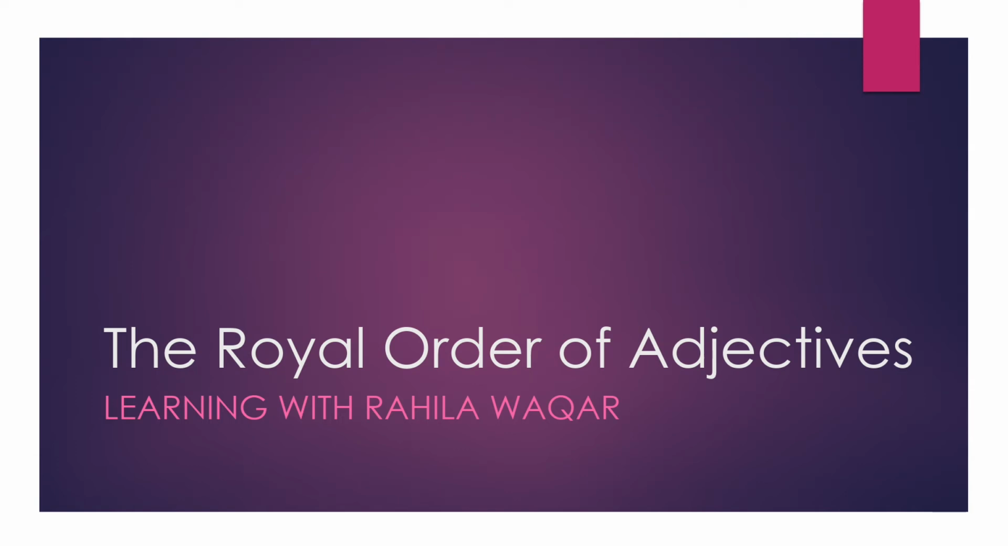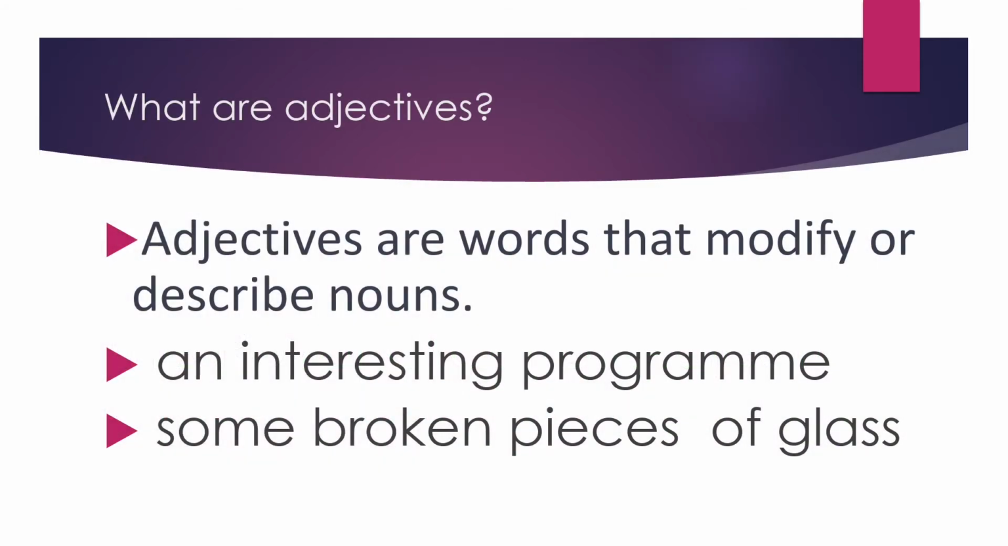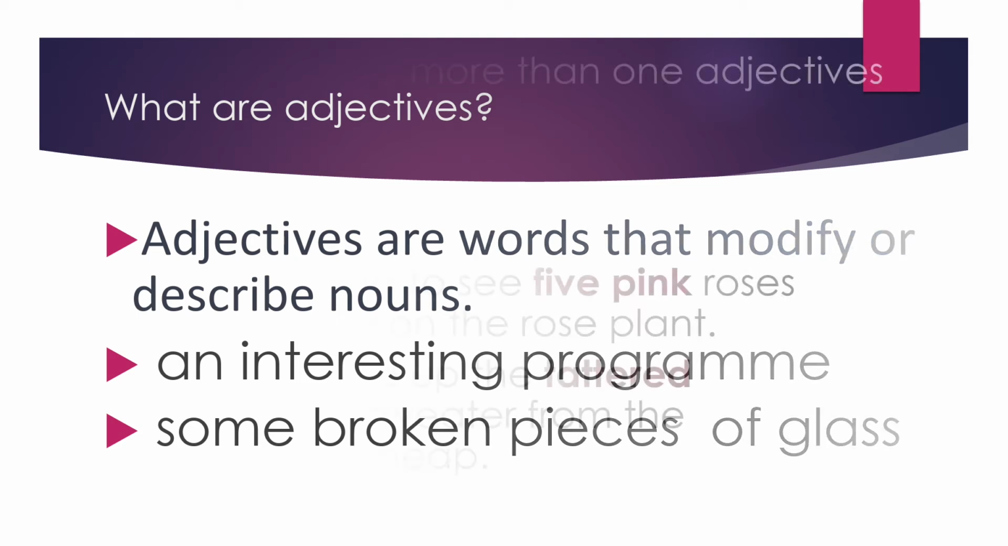Today our topic is the Royal Order of Adjectives. Let's first review what adjectives are. Adjectives are words that modify or describe nouns. Let's look at examples. An interesting program. Program is a noun and interesting is an adjective. Some broken pieces of glass. Pieces is the noun and broken is the adjective.